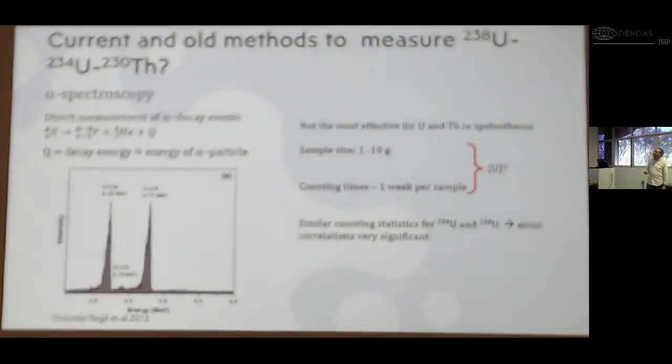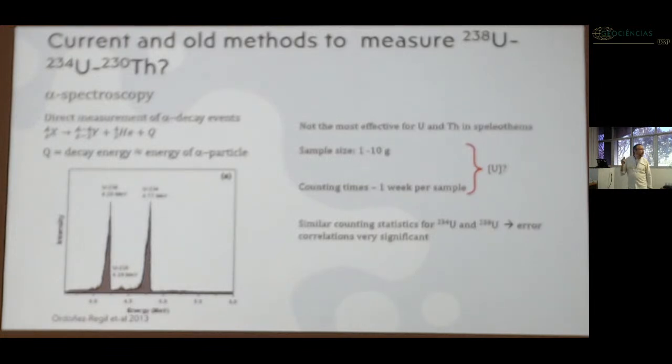There's a further problem with that. Sample size you need, in the ideal conditions, is between 1 and 10 grams, and that's just for measuring uranium-238. Counting times are long. And then there's another issue.